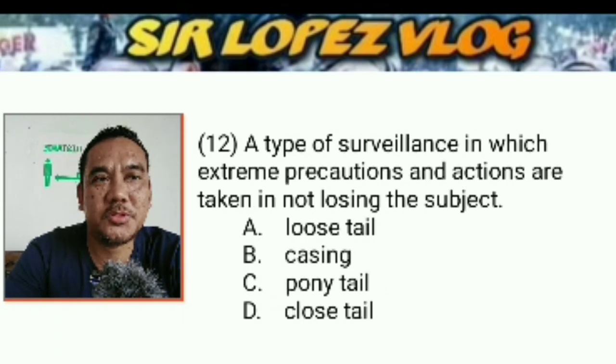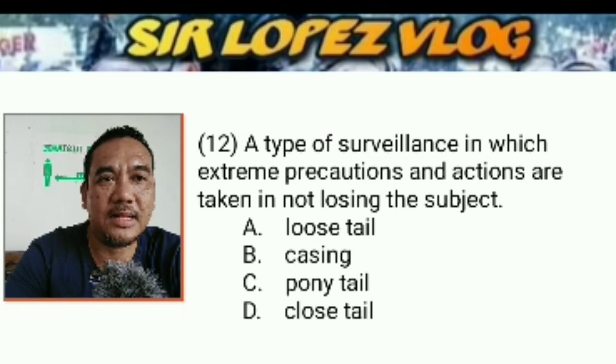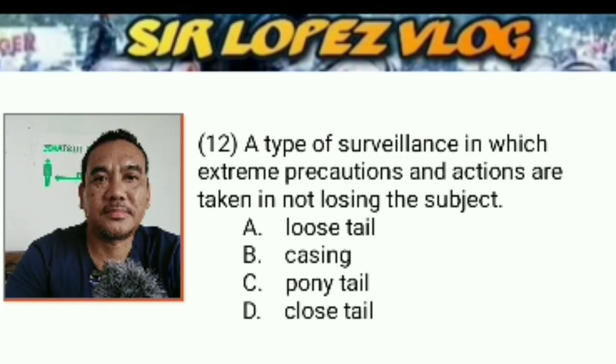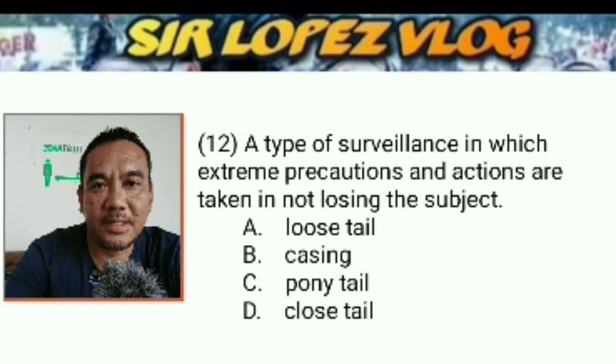A type of surveillance in which extreme precautions and actions are taken in not losing the subject. A. Lost tail. B. Casing. C. Ponytail. Or letter D, Close tail. Number 13.